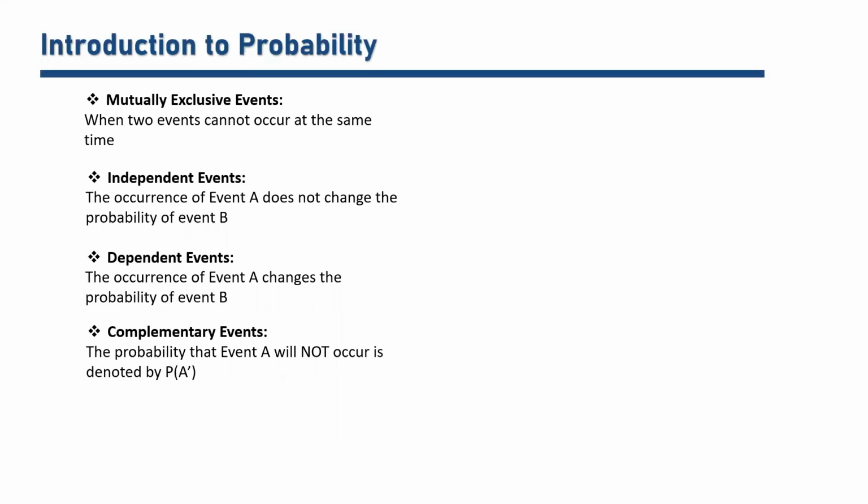Next is complementary events. Complementary events is when the probability that event A will not occur is denoted by P(A dash). Say, for example, the probability of getting head is 0.5. Okay, so not getting head is 1 minus 0.5. So this is 0.5. So this is a complementary event which is denoted by P(A dash). Okay, we'll go through them again.